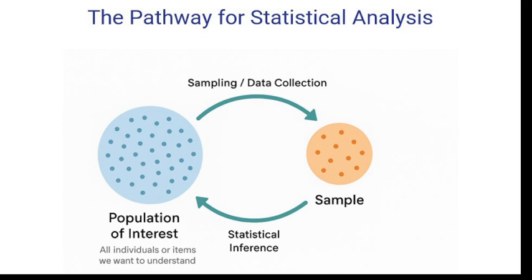Once that's done, we move to statistical inference, using what we learn from the sample to draw conclusions about the entire population. Maybe we want to estimate the average age of Hamburg's population. Maybe we want to test a hypothesis like whether the average age differs between neighborhoods. Or perhaps we want to predict what the age distribution might look like in the future.